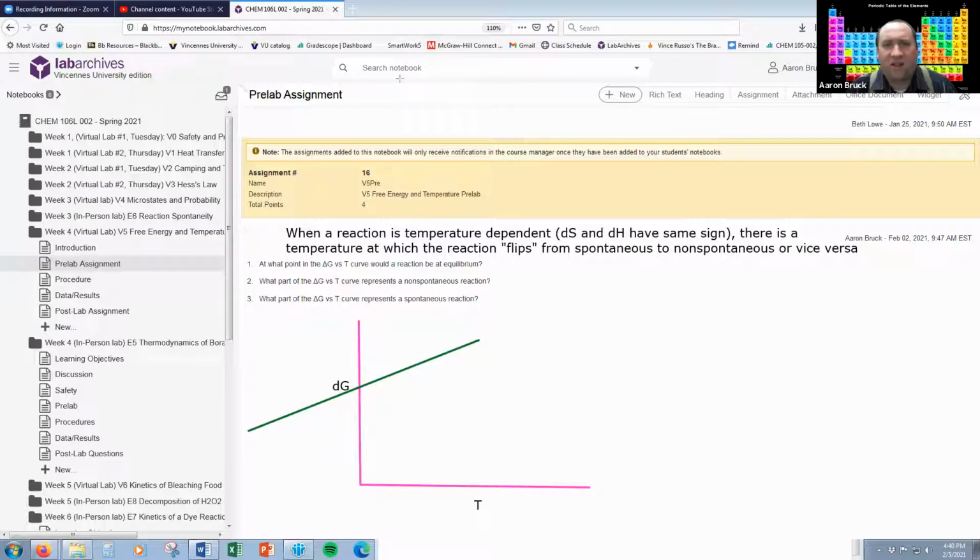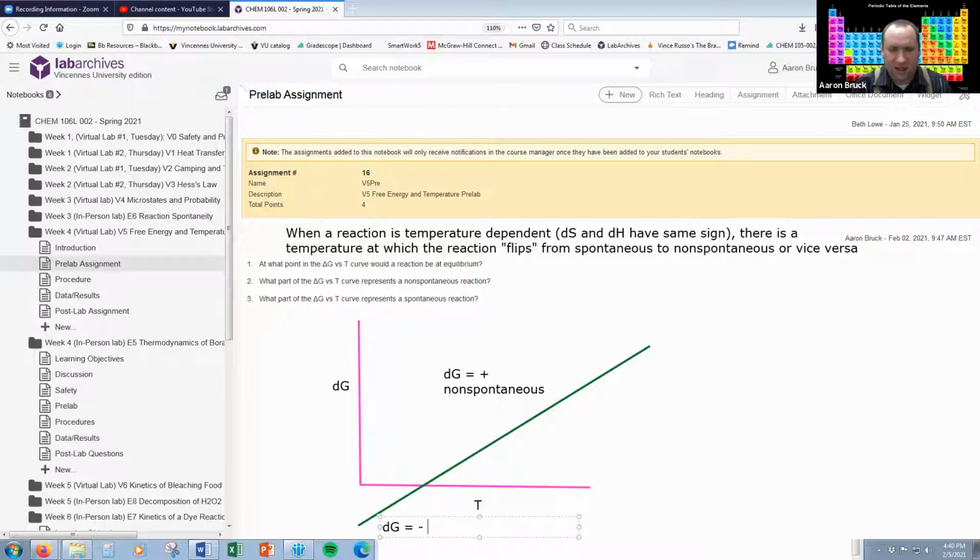And so I've actually got this put in the wrong place. The line goes like this. So up here on this half of the x-axis, delta G is positive and the reaction is non-spontaneous. Down here, delta G is negative and the reaction is in fact spontaneous. And that place where it crosses that x-axis, that is in fact the flipping temperature.